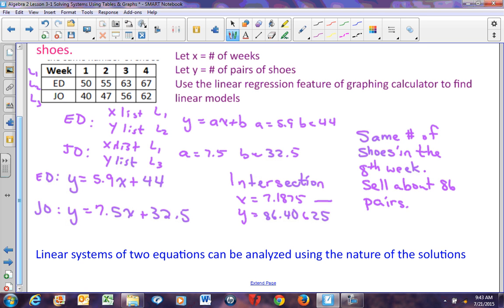So somewhere during the 8th week, they will both sell approximately 86 pairs of shoes. So there you have it. Okay, let's look at the last thing here.